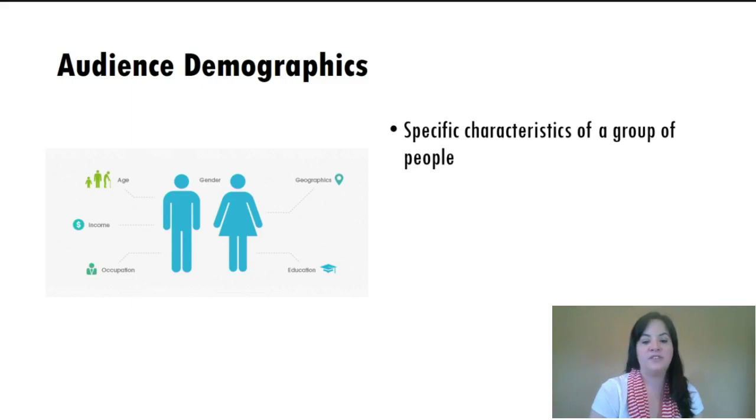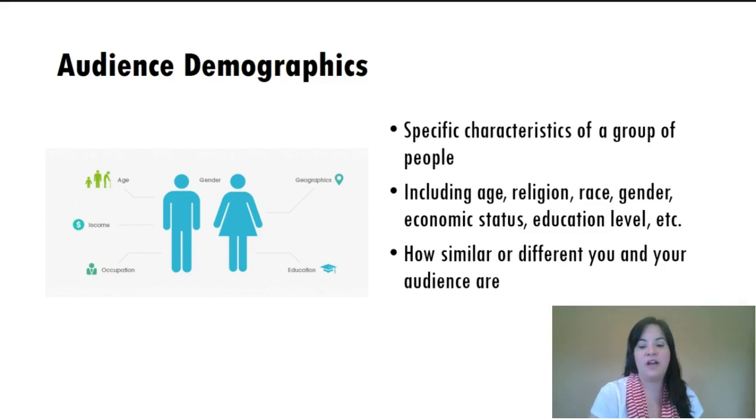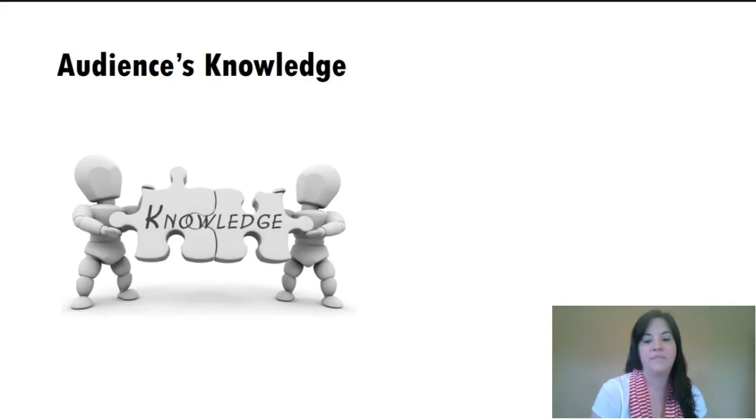Demographics are specific characteristics about a group of people. Demographics include age, religion, gender, economic status, education level, things like that. All of these things influence the way that people view certain topics and the way that they would view what you have to say about these topics. Identifying the demographics of your audience helps you determine how similar or different you and your audience are. This lets you know how honest or blunt you can be, or if you will need to be persuasive in your writing.